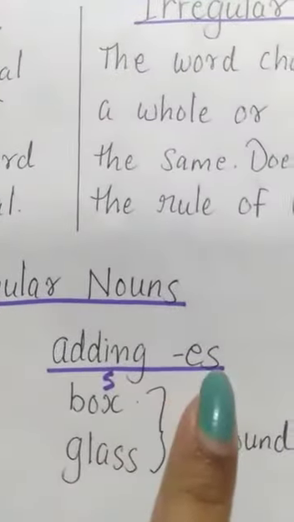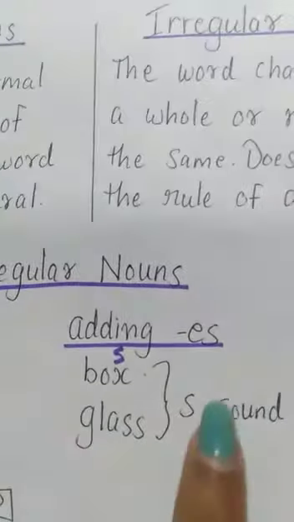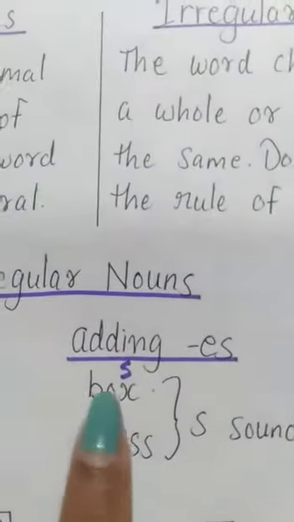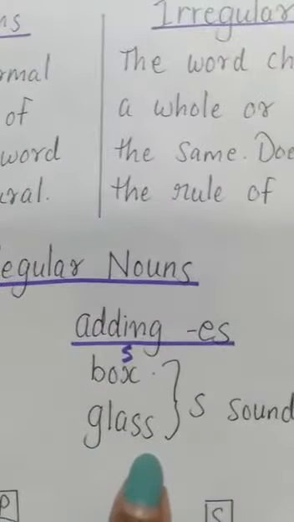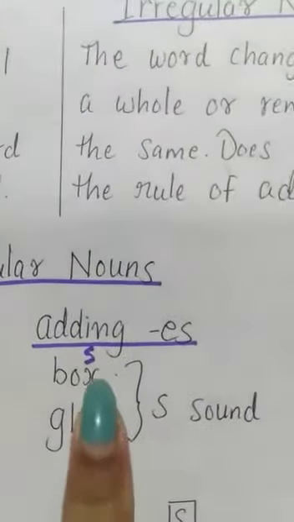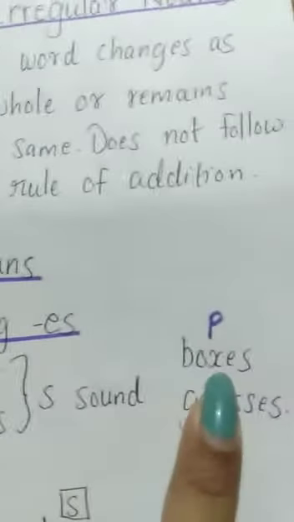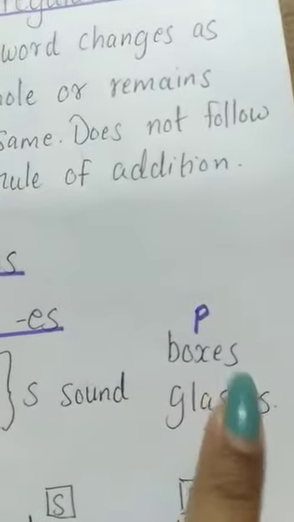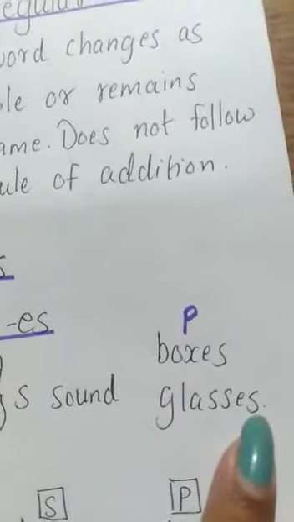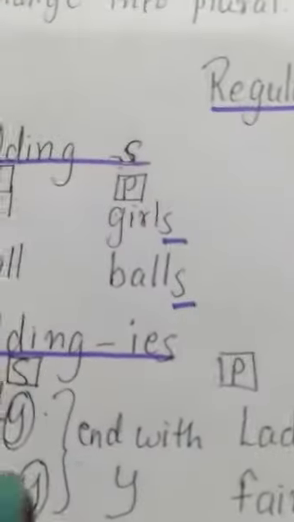And adding es. Now, when do we add es? We add es to those words which end with an s kind of sound, like box, glass. Both the words have an s kind of sound at the end. So in these words we need to add es if we want to make it plural, like boxes, glasses.